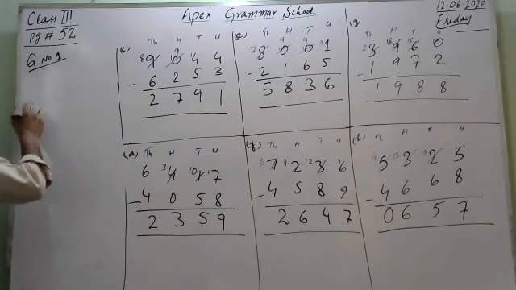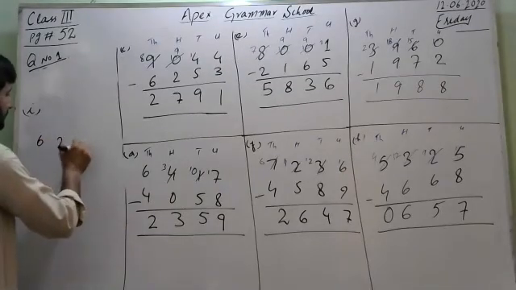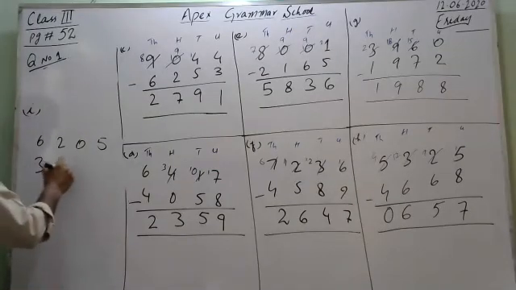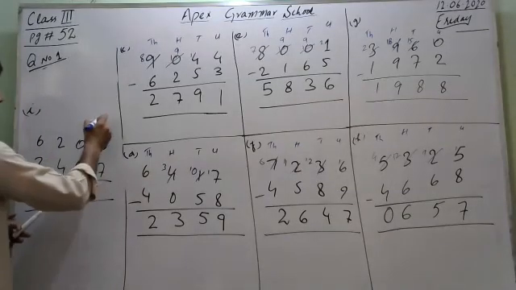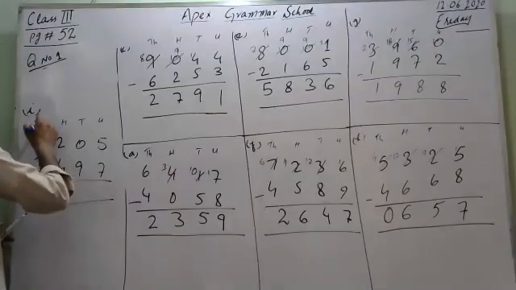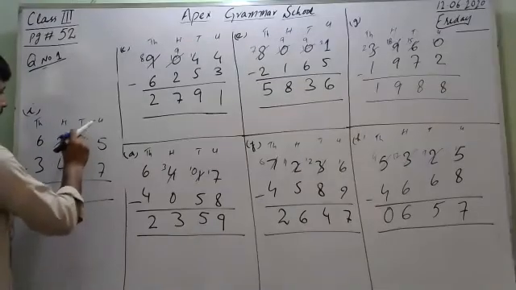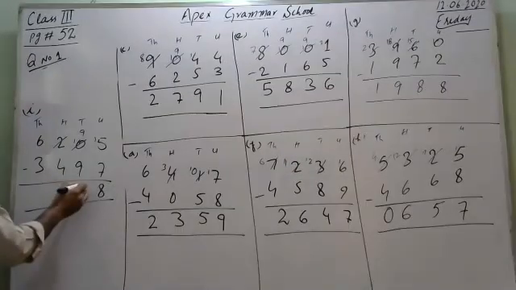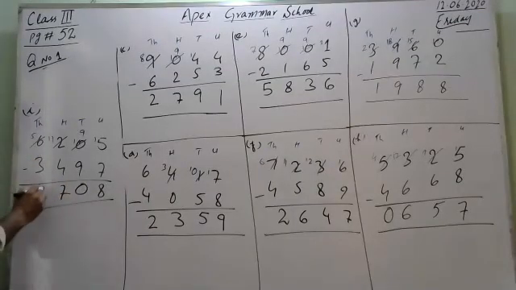Last part of this question is I part, which is 6205. Next number is 3497. Fifteen minus 8, 7 is 8. 9 minus 9 is 0. 11 minus 4, 7, and 5 minus 3 is 2.